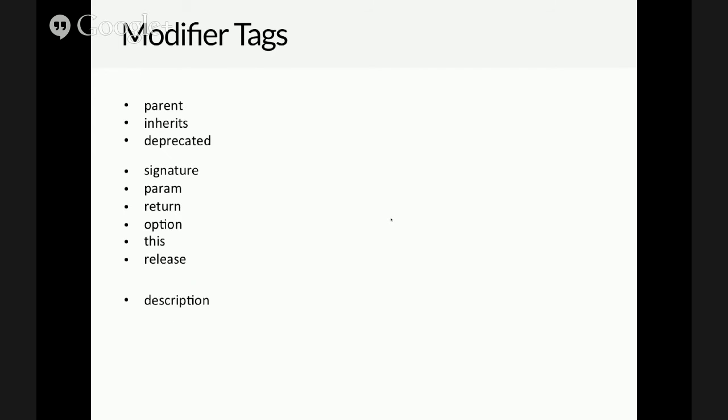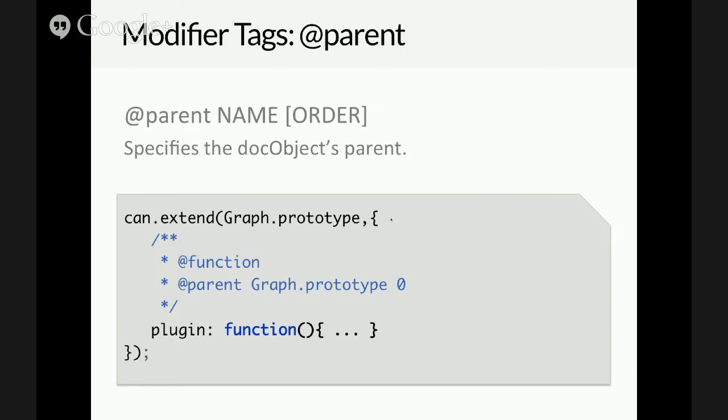So, and then there's a bunch of modifier tags, which we'll go through. All of these simply change the behavior of a type tag or decorate it with more information. So I'll go through these quick. The parent tag specifies the actual parent you want this object to show up underneath, right?